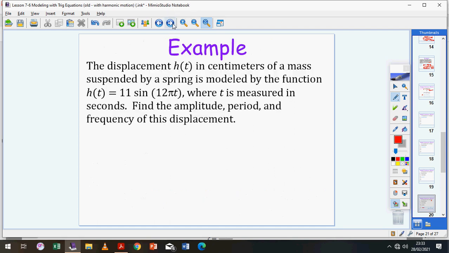Example: the displacement in centimeters of a mass suspended by a spring is modeled by this function, where t is measured in seconds. Find the amplitude, period, and frequency of this displacement.